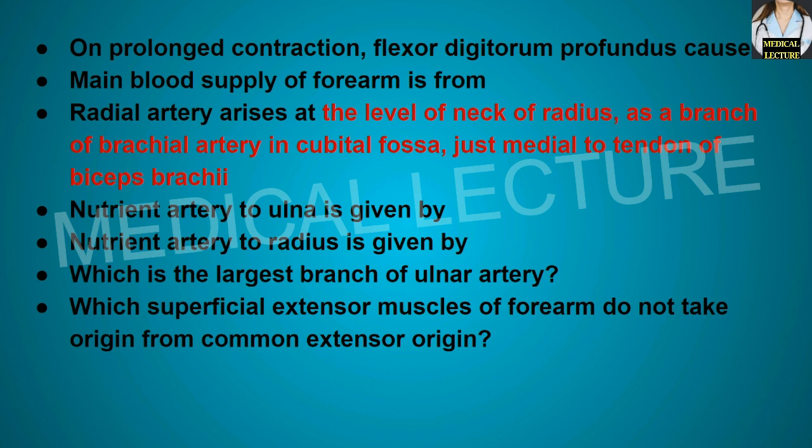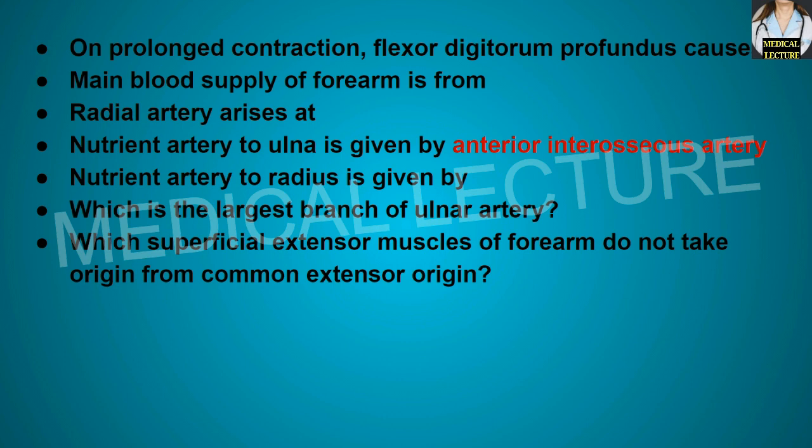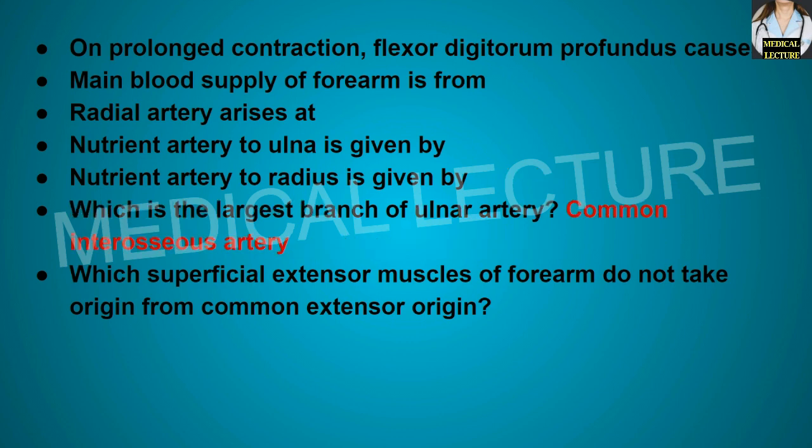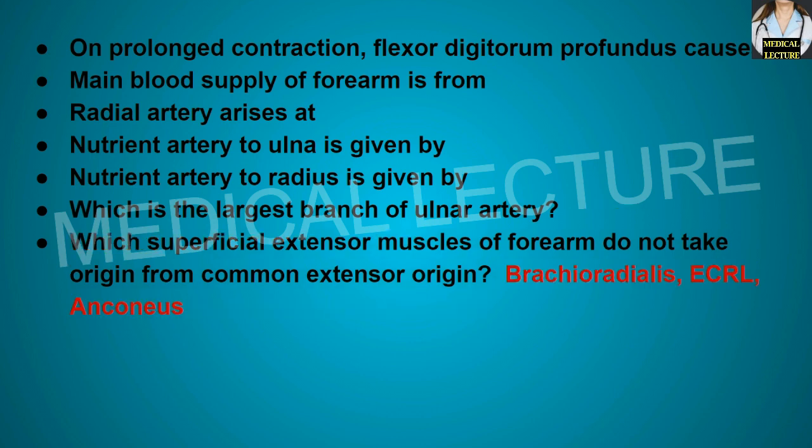Nutrient artery to the ulna is given by the anterior interosseous artery. Nutrient artery to the radius is given by the anterior interosseous artery. Which is the largest branch of the ulnar artery? It is the common interosseous artery. Which superficial extensor muscles of the forearm do not take origin from the common extensor origin? So it is the brachioradialis, extensor carpi radialis longus, and the anconeus muscle.